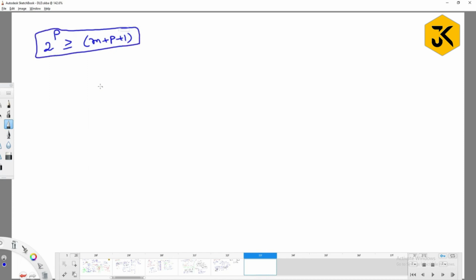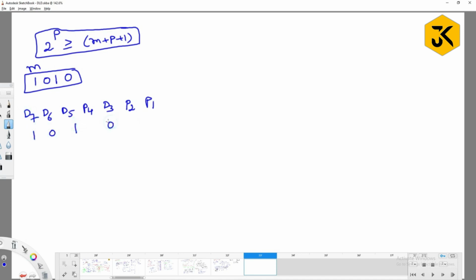Guys, as I said, assume 1011, 1010 is my data that I want to transfer. How are we going to represent it? You are going to represent parity 1, parity 2, D3, P4 because it is 2 power 2, then D5, data bit 6, data bit 7. So 1, 0, 1, 0.